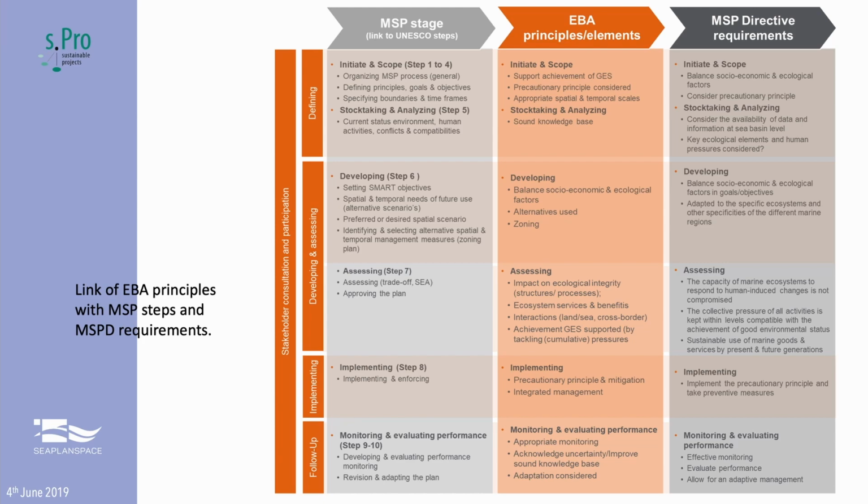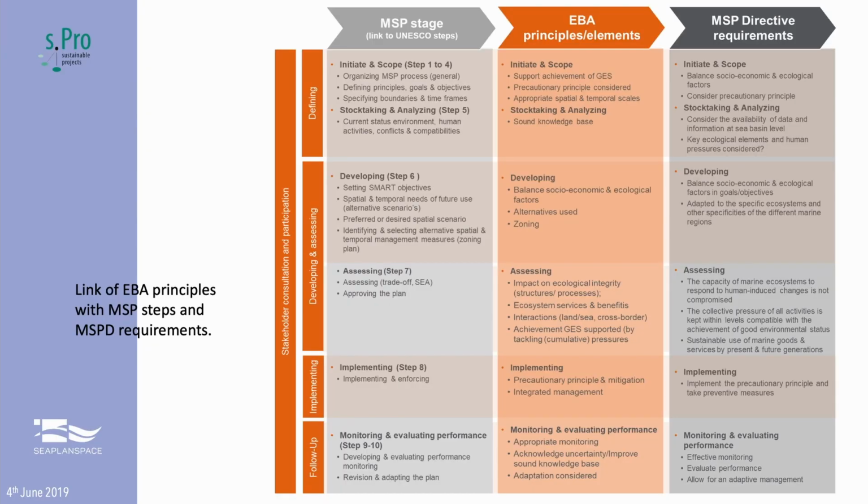So basically you see from an ecosystem-based approach that in the defining stage, which is always the first, in terms of looking into the data, the stocktake, and the objectives, you really have to get the data in order to support the achievement of good environmental status as well as socio-economic and ecological factors. Then in the development stage of the various options, the ecosystem-based approach also asks for a balance between socio-economic and ecological factors, and this is the same, of course, in the directive.